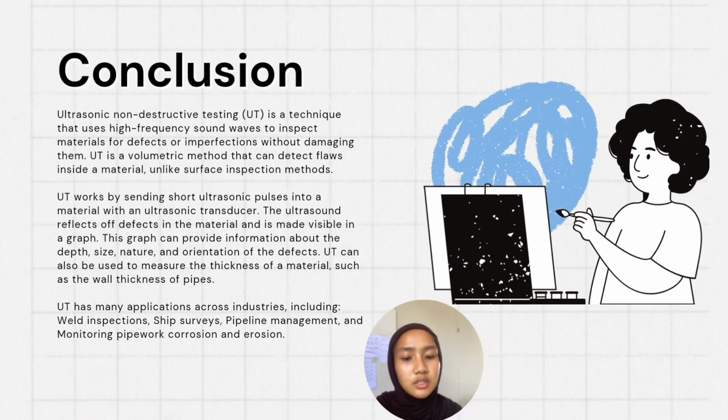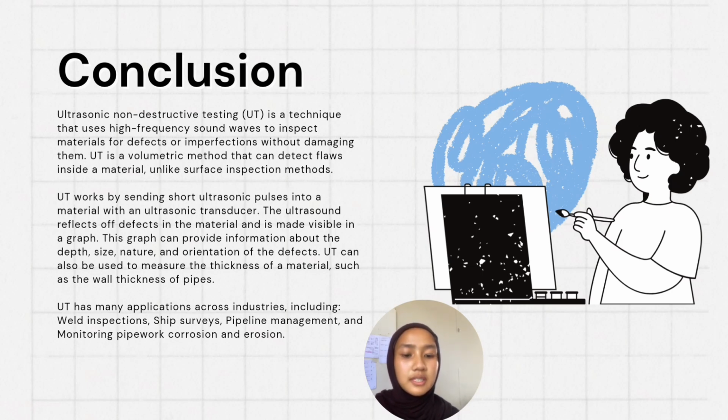For the conclusion, ultrasonic non-destructive testing is a technique using high-frequency sound waves to inspect materials for defects or imperfections without damaging them. UT is a volumetric method that can detect flaws inside a material, unlike surface inspection methods.